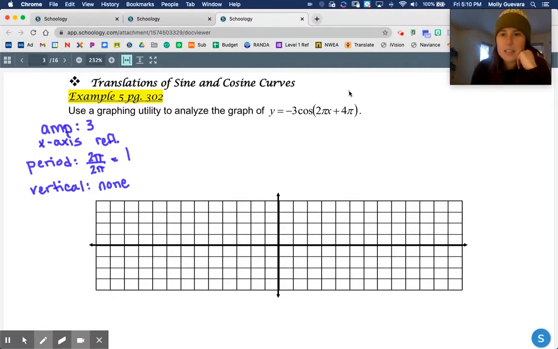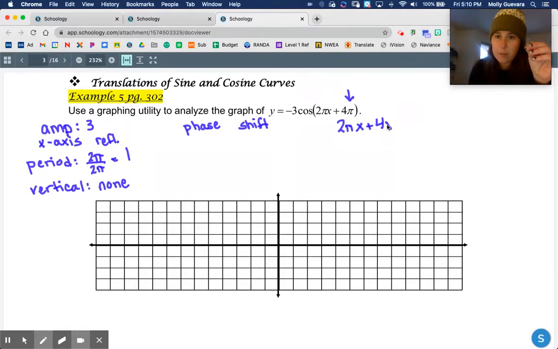And then because of this right here, there is a phase shift. And the phase shift is just your horizontal shift, okay? And then, like I said, there were multiple ways that you could do it. We looked at that formula on the previous page. That was C divided by B. But honestly, I think it's easier to just set the entire parentheses, so 2 pi x plus 4 pi. Oops, I almost wrote x.